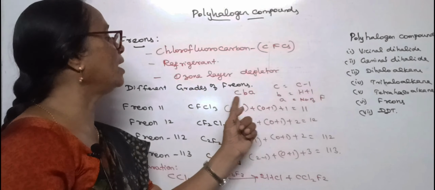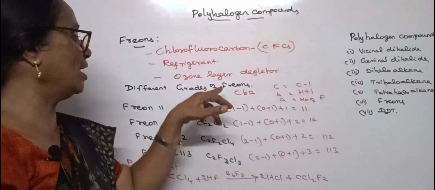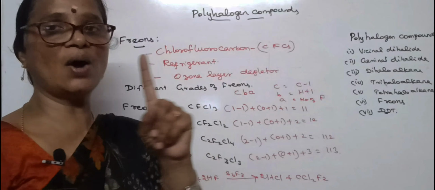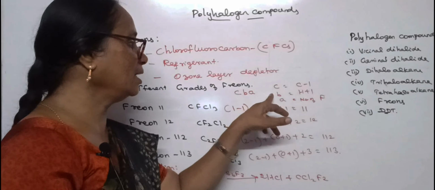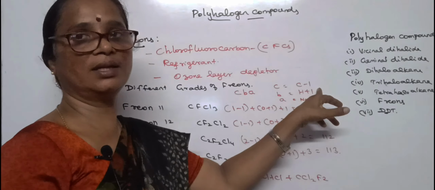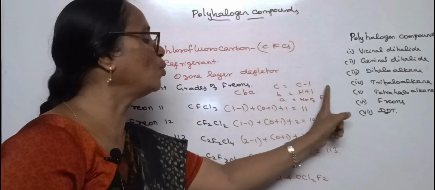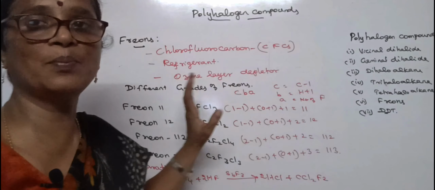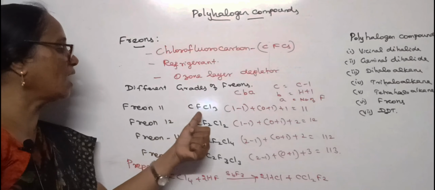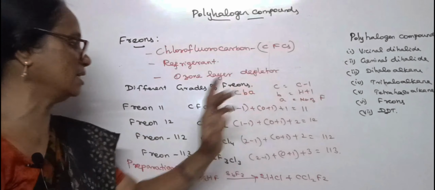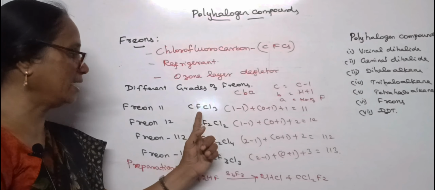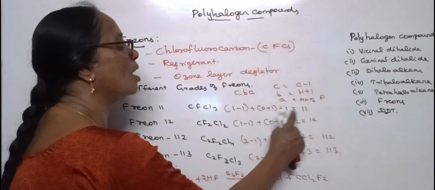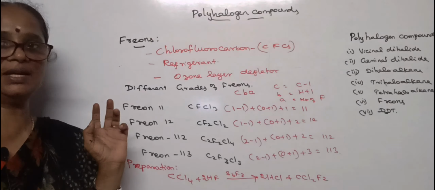The grade is calculated in terms of CBA, where C is the number of carbon minus 1, so from the total number of carbon you have to reduce 1. B is the number of hydrogen plus 1, so you have to add 1 to the number of hydrogen. And A is the total number of fluorine atoms present in the formula. Suppose I have CFCl3: 1 minus 1, plus hydrogen 0 plus 1, plus fluorine 1 time, and the grade goes 1, 1. So freon 11 is given for CFCl3.